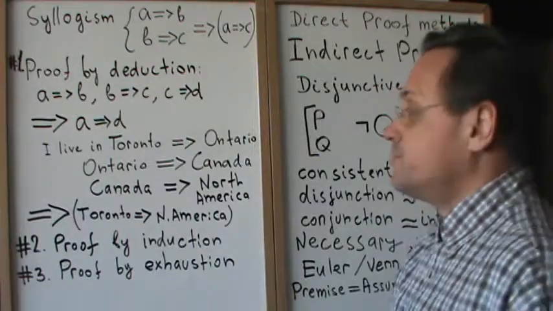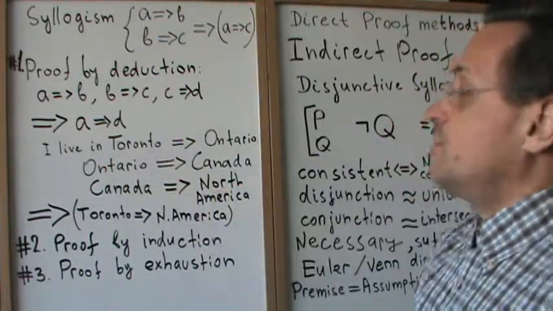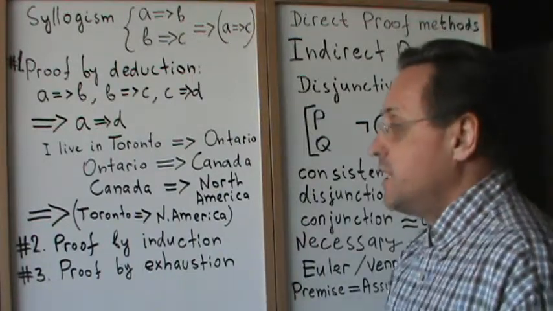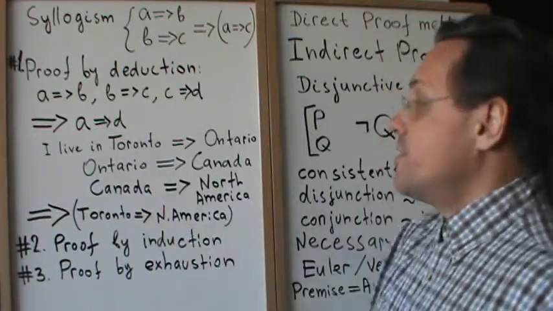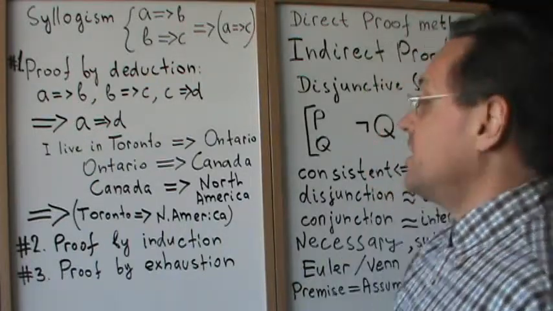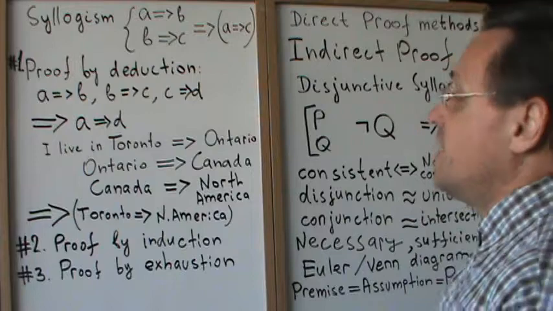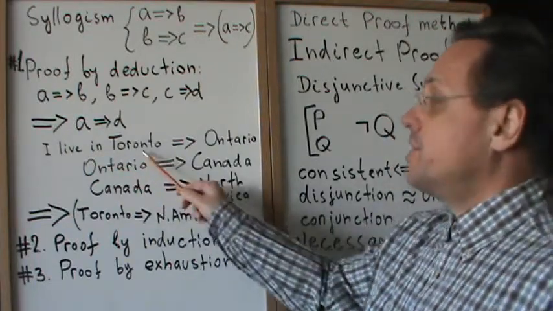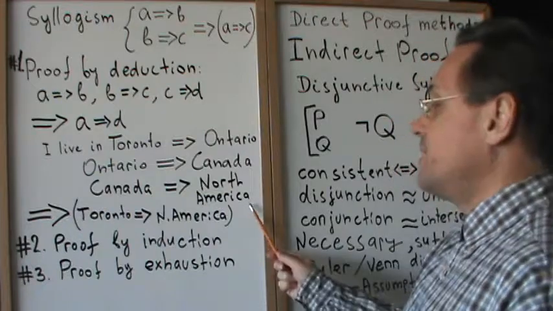For example, if I live in Toronto, then I live in Ontario. If I live in Ontario, then I live in Canada. If I live in Canada, then I live in North America. Therefore, we can conclude that if I live in Toronto, then I live in North America.